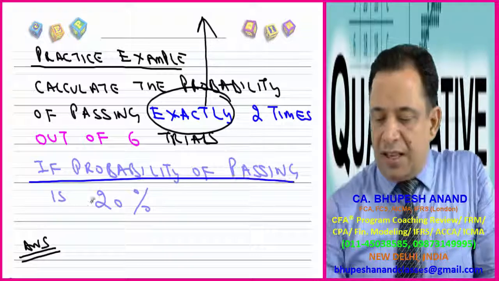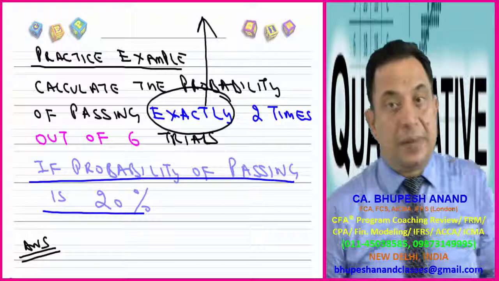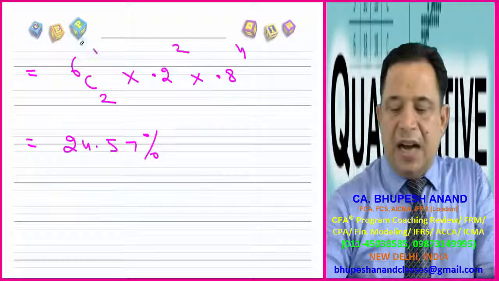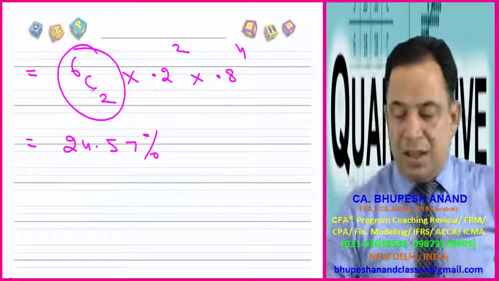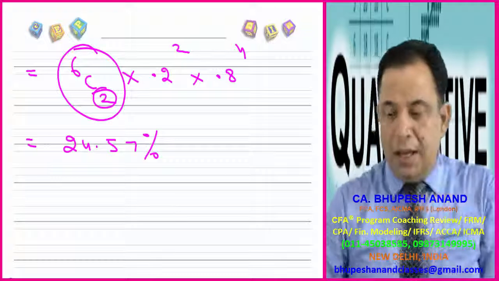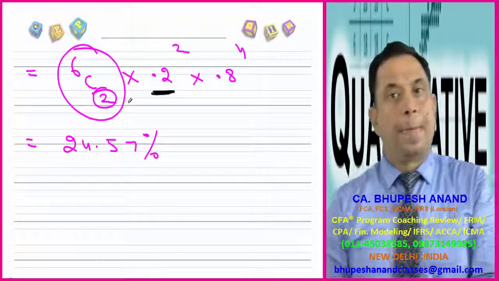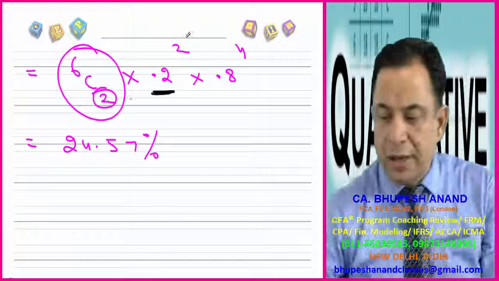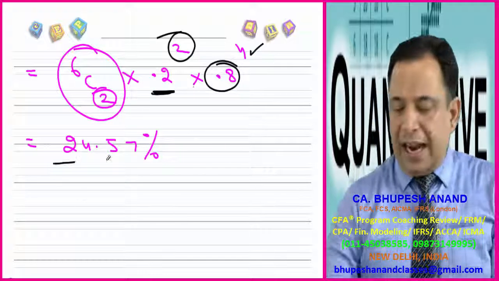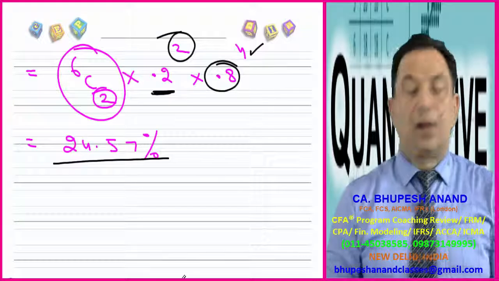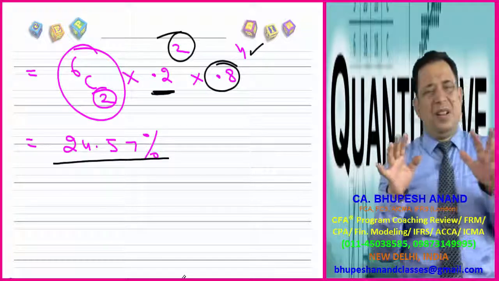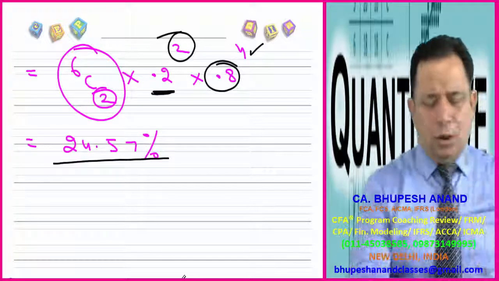If the probability of passing is 20%, then the probability of not passing is 80%. Very simple. 6CR, where 6 is the total number of matches and R is the number of matches we want to win, into 0.20 to the power 2. 20% is the probability of success, 2 times we want to win, 80% is the probability of not success, 4 times we will not win, and that comes to 24.57. So the point is very easy, no need to worry. We will be understanding the logic and intent also.